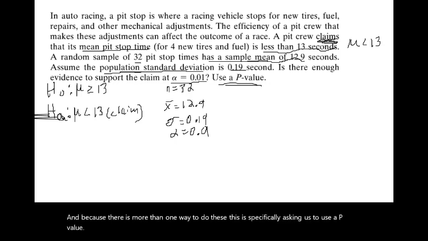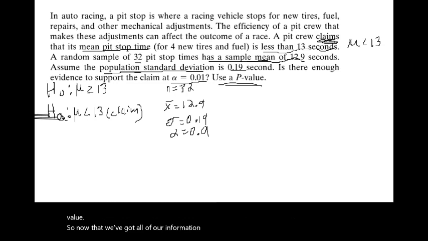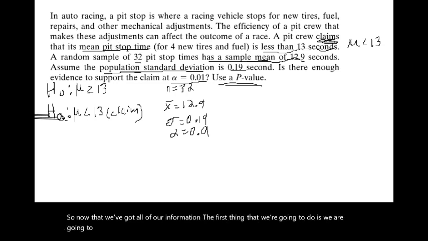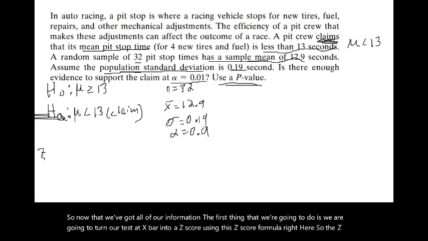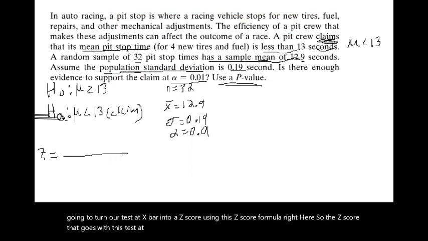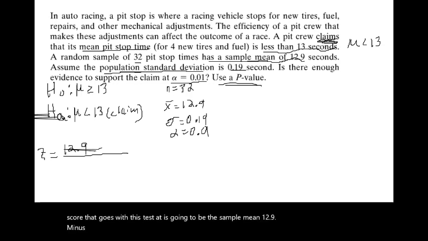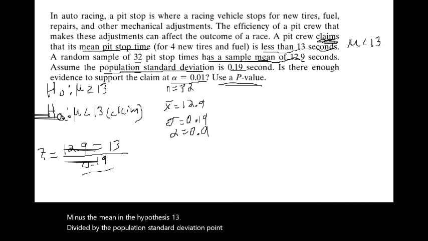So now that we've got all of our information, the first thing that we are going to do is turn our test stat x bar into a z-score using this z-score formula right here. So the z-score that goes with this test stat is going to be the sample mean, 12.9, minus the mean in the hypotheses, 13, divided by the population standard deviation, 0.19, divided by the square root of the sample size, 32.